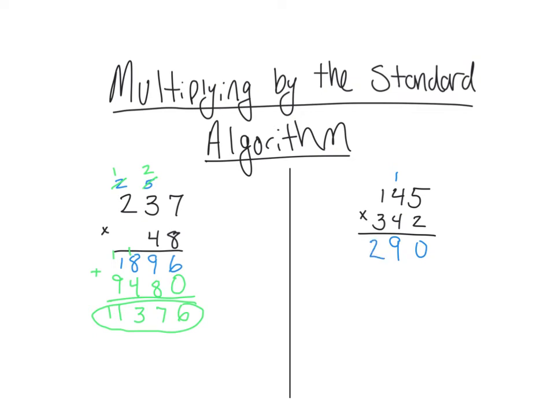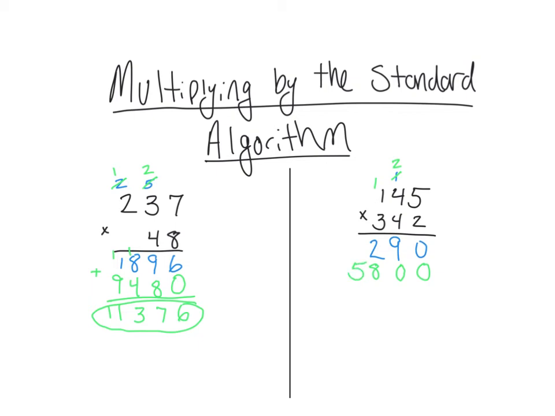So now when I move over to the 4 here, I have to put a 0 as a placeholder, just like I did in the first problem. And then I do 4 times 5 is 20. So I put down the 0, regroup the 2. 4 times 4 is 16, plus 2 is 18. So I put down the 8, regroup the 1. 4 times 1 is 4, plus 1 is 5.